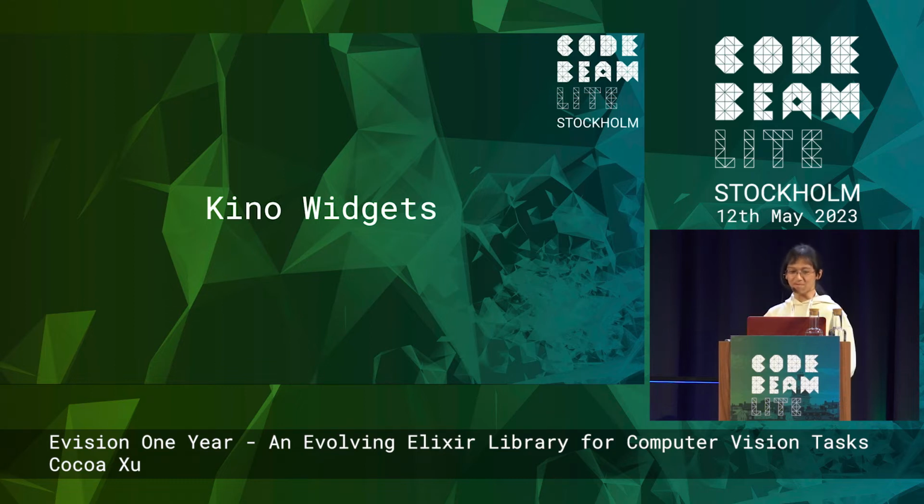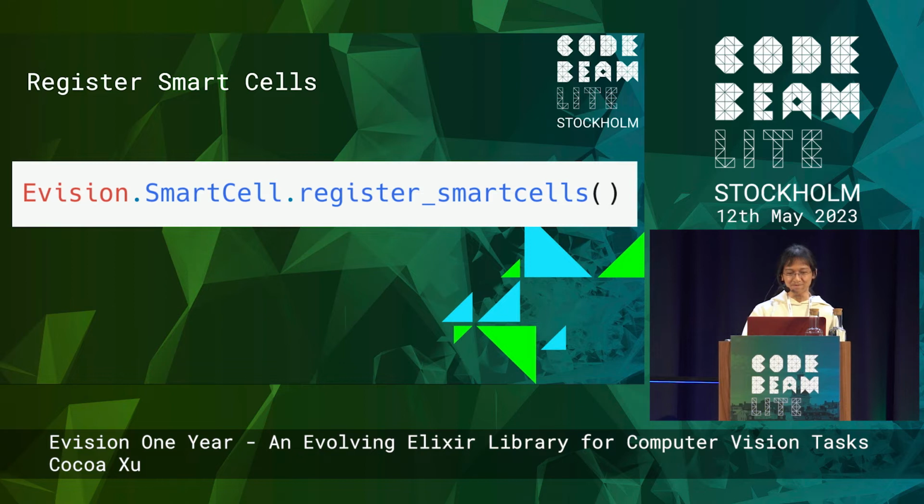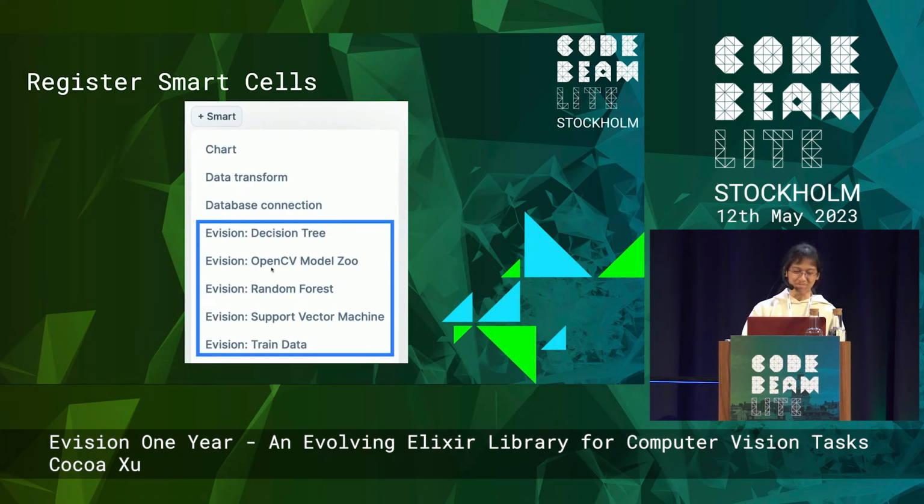I want to briefly talk about some Kino widgets that I have been working on in the last year. Right now I have this function to manually register all the Smart Cells, because I need to figure out a way to make it more tidy and save some space. After we register all the Smart Cells, we have decision tree, random forest, support vector machine, and training data. Also, we have a larger one, which is the OpenCV model zoo.